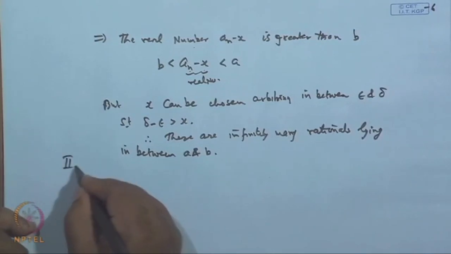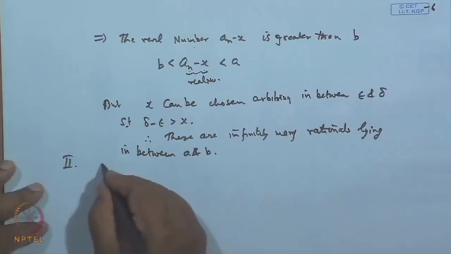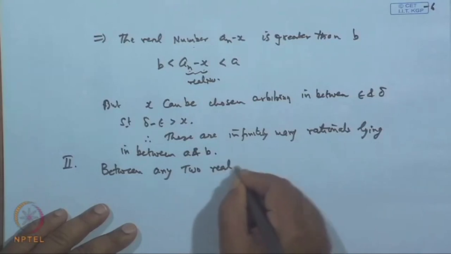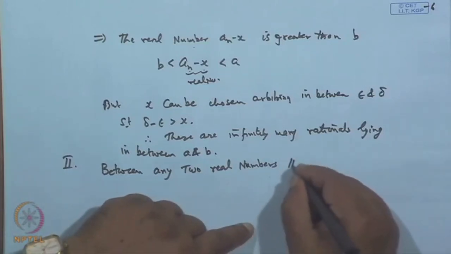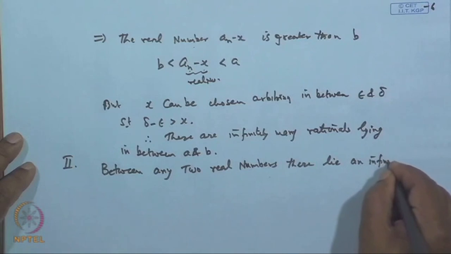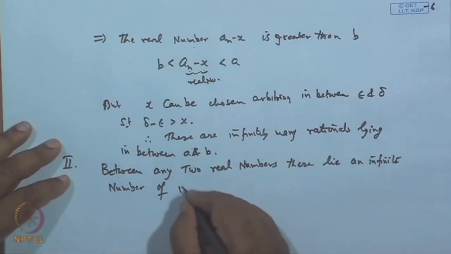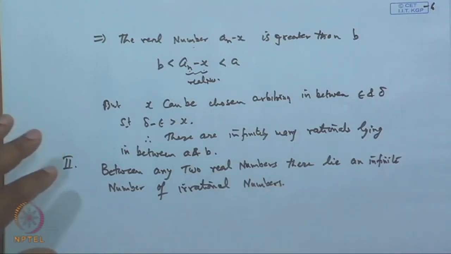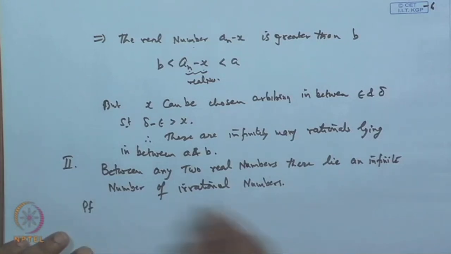The second property is that between any two real numbers, there lie an infinite number of irrational numbers. Okay. So there are infinite number of, the proof is very simple. Just suppose a and b are the two real numbers.